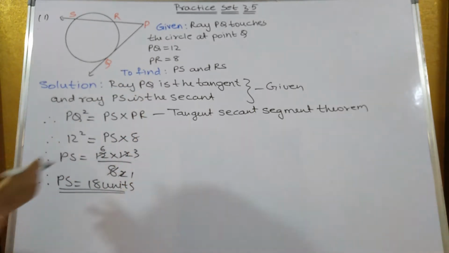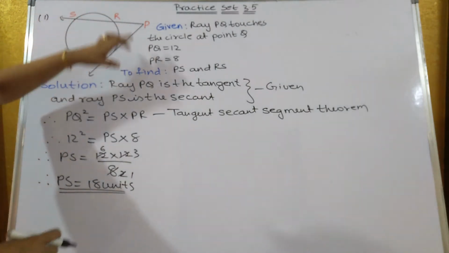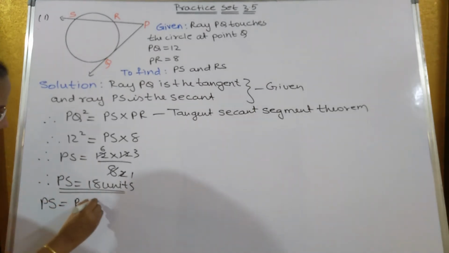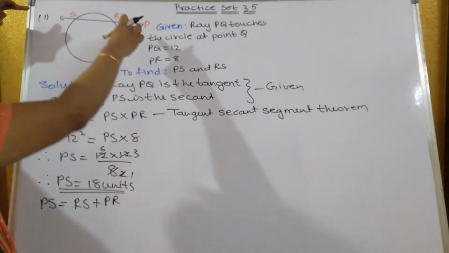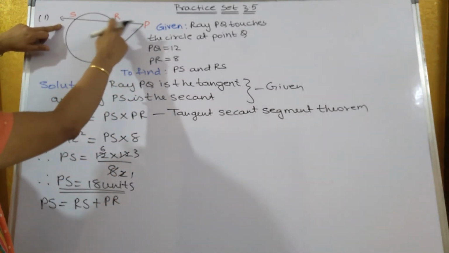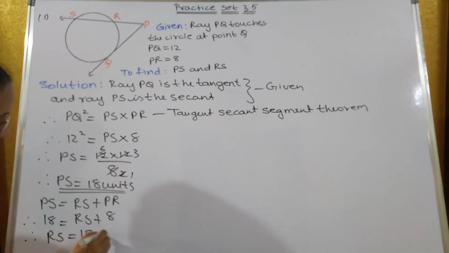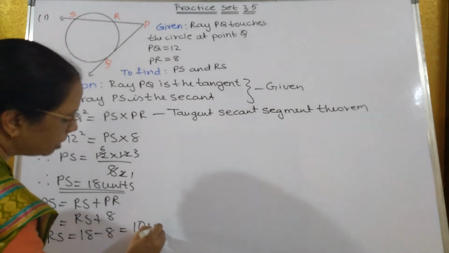Now we have to find out the value of RS. Now PS is made up of what? PS is equal to RS plus PR. PS is made up of RP and SR. So that is what I have written here. PS we have got as 18, equal to RS which we have to find out, plus PR, which is equal to 8. Therefore, RS is equal to 18 minus 8, that's equal to 10 units.